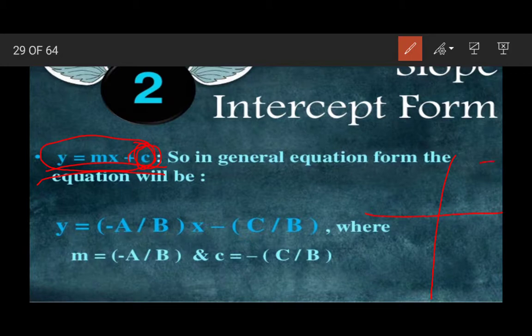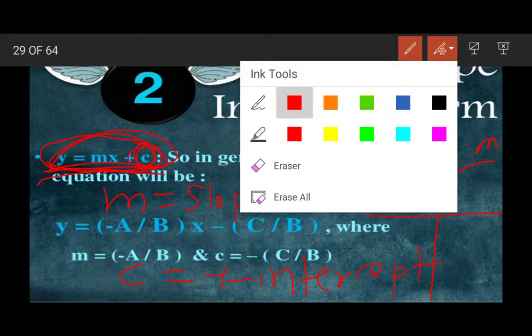Like this, if the line is passing through here, we know this point is, suppose, c, and the slope of the line is, suppose, m. In that case, the equation of the line will be y is equal to mx plus c, where m is the slope and c is the y-intercept. So the slope is given and the y-intercept is given, therefore the equation of the line is y is equal to mx plus c.